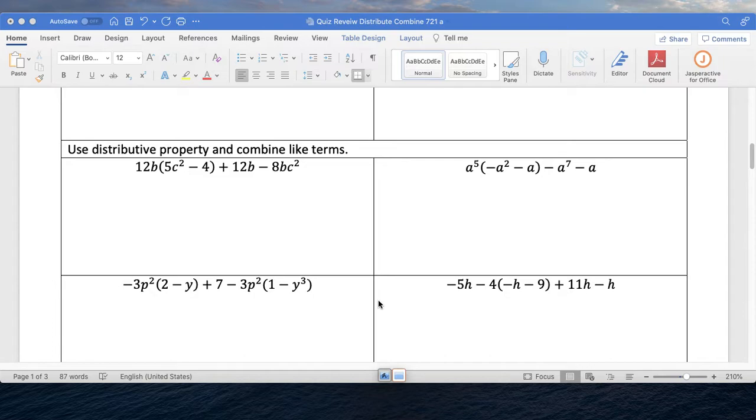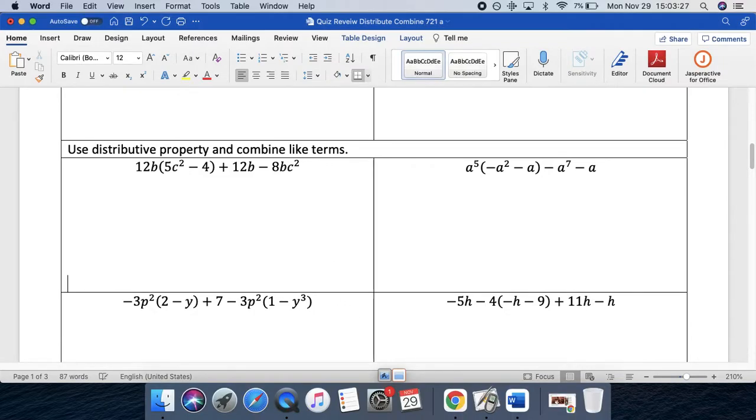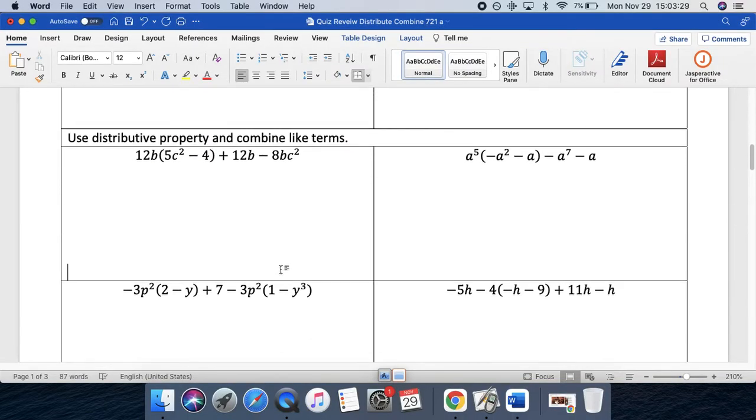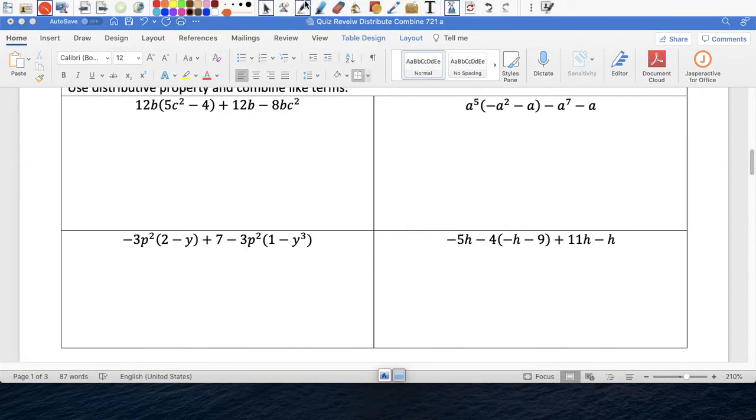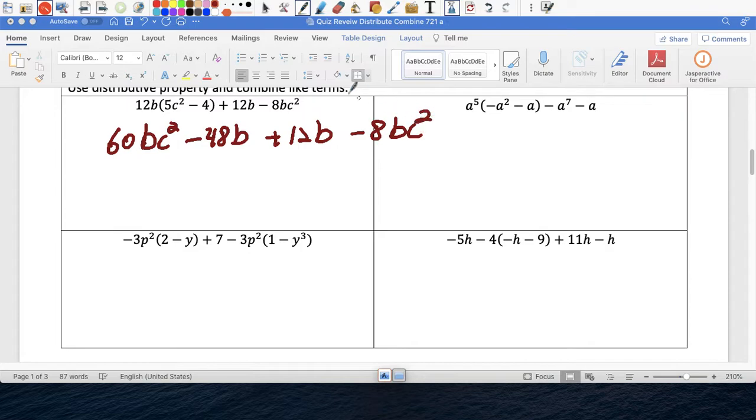So now this one, we probably have to combine something. All right, so let's start. Distributive property first and then combine like terms. So this is going to be positive 12 times 5 is 60bc to the second power. Positive times a negative is a negative. 12 times 4 is 48b. Plus the 12b that's patiently waiting, and the 8bc squared was patiently waiting as well.